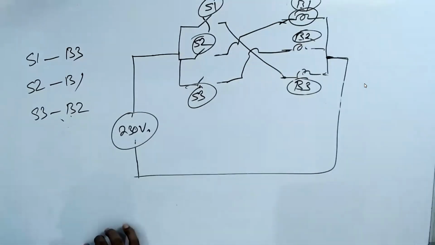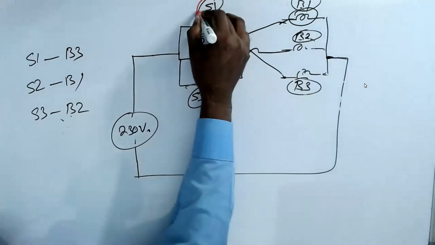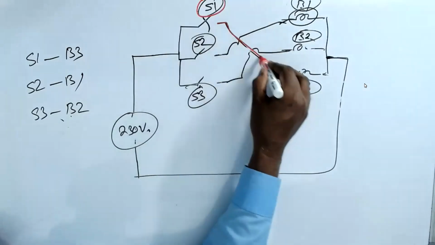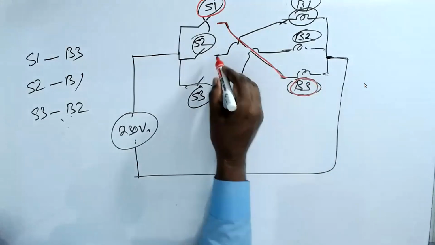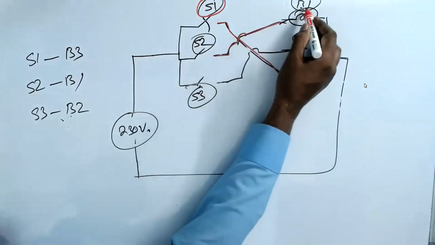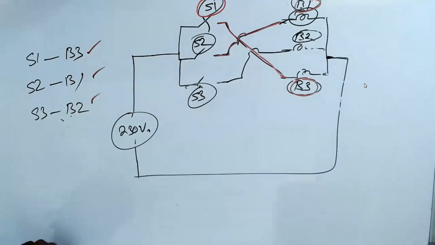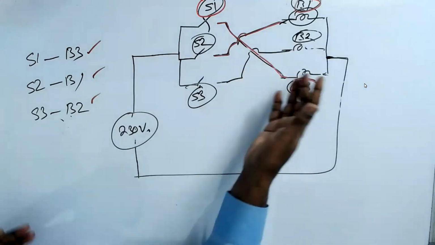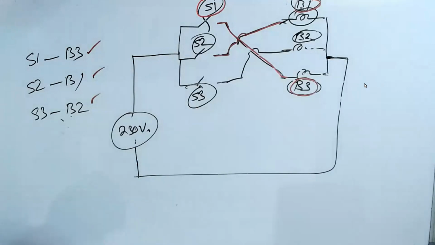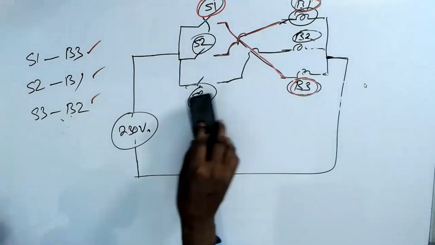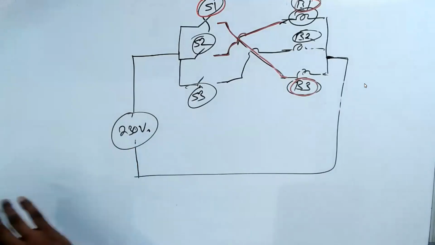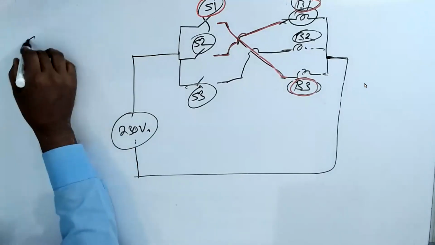Now what happened? S1 controls B3, S2 controls B1. All fine. But later I want to change once again. Every time I change, I need to call the electrician. But suddenly I had a requirement. The requirement was slightly different. Please understand, we are discussing electrical.